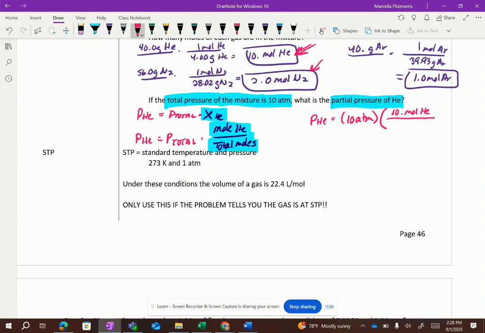So if it says STP, it's telling you more than what it's giving you in the problem. It's telling you that 1 mole of gas is 22.4 liters as well. But only use that if the gas is at STP. If not, that doesn't apply. Okay? So go ahead and do the practice problems. Ask me if you have any questions.